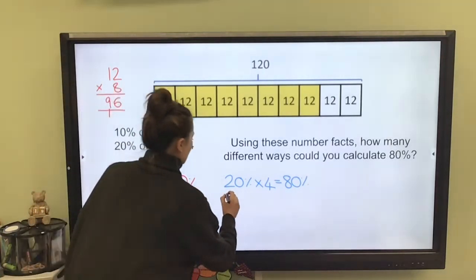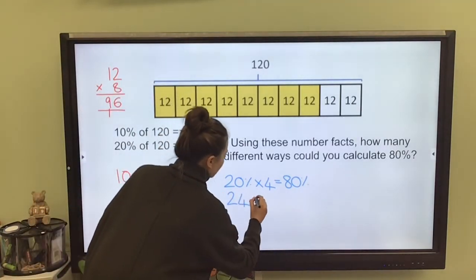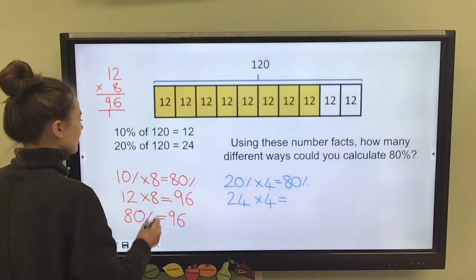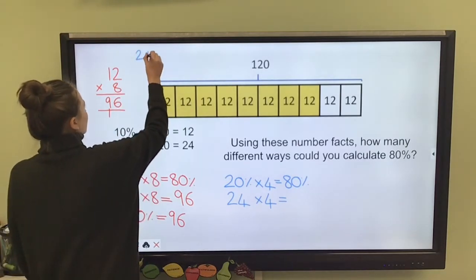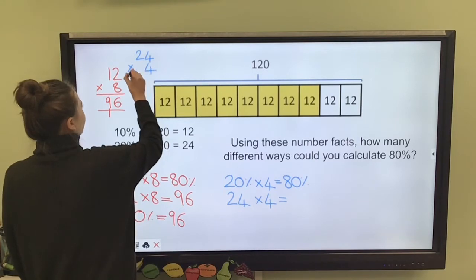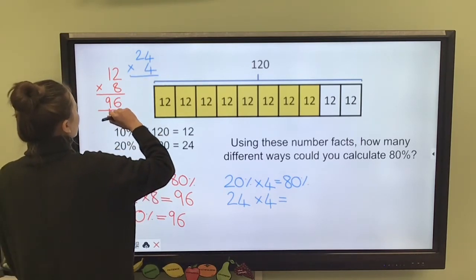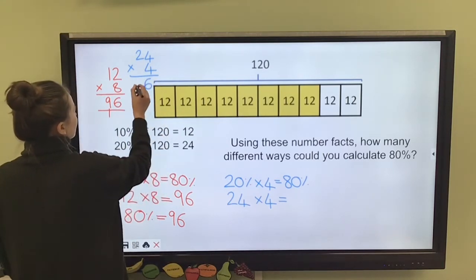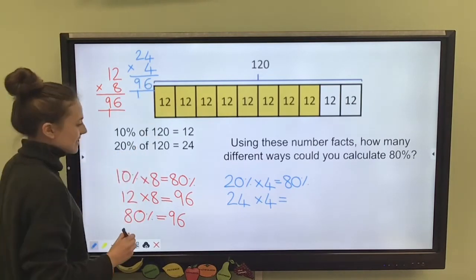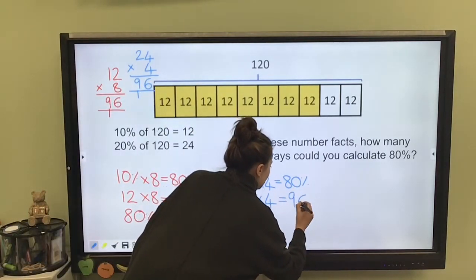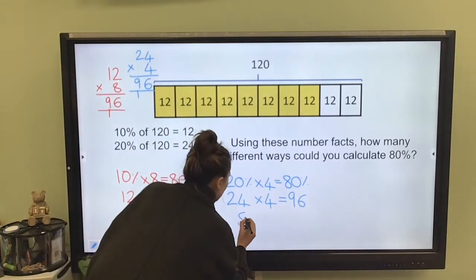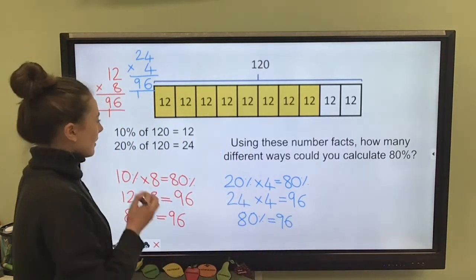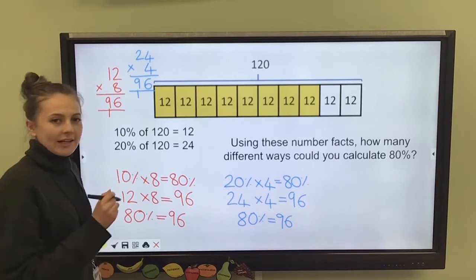So 20% is 24, we know that already. So 24 multiplied by 4 equals, okay, again I'm going to do some jottings up here. So 24 multiplied by 4. So 4 times 4 is 16. 4 times 2 is 8, plus my 1 is 9. So again, that's 96. Excellent. So I'm going to write that down, 96. Okay, so again, I'm going to write 80% equals 96 down there. Okay. Have you thought of any more ways that we could do that?